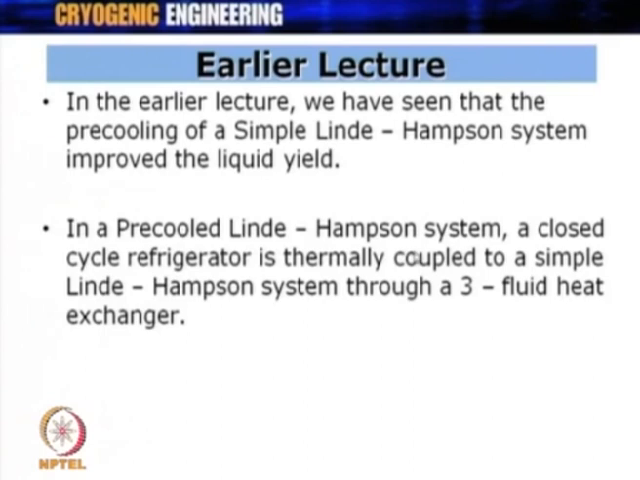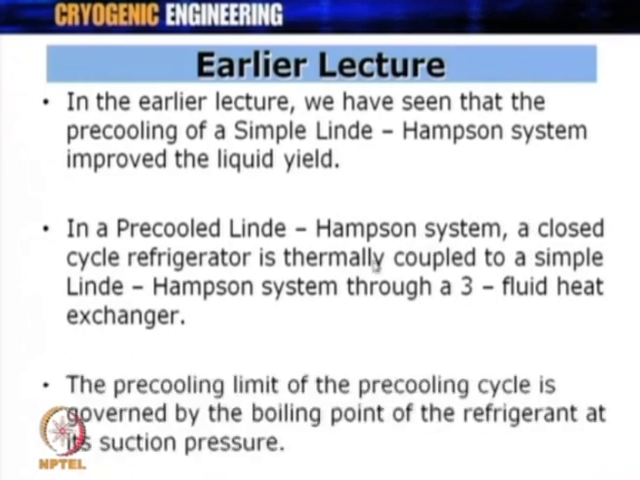In a pre-cooled Linde-Hampson system, a closed cycle refrigerator is thermally coupled to a simple Linde-Hampson system through a 3 fluid heat exchanger. So, we got a pre-cooling arrangement through a 3 fluid heat exchanger. The pre-cooling limit of the pre-cooling cycle is governed by the boiling point of the refrigerant at its suction pressure. So, we got a refrigerant moving in a closed cycle manner in a pre-cooling circuit, and the boiling point of this refrigerant at a suction pressure, at a low pressure, will decide the lowest possible pre-cooling temperature that can be obtained for the Linde-Hampson cycle.